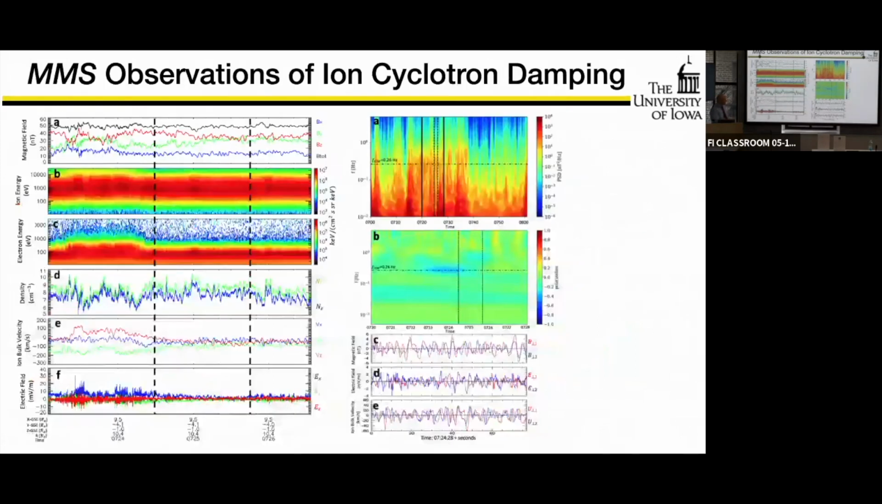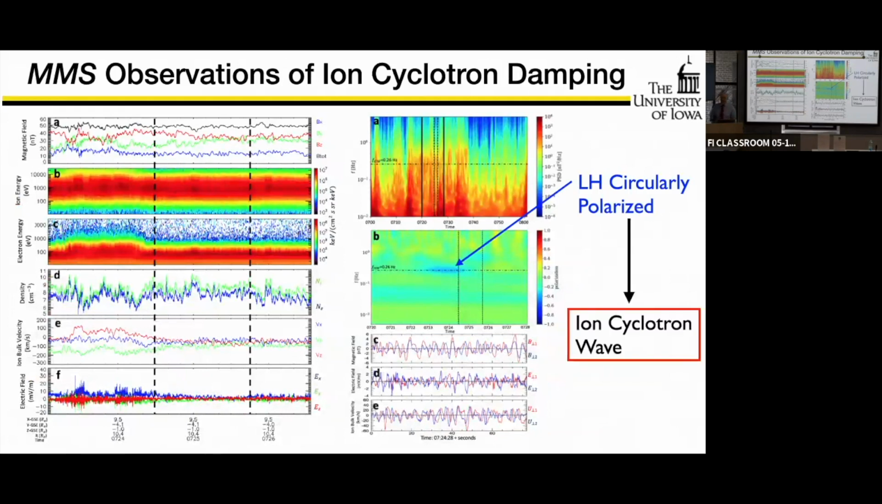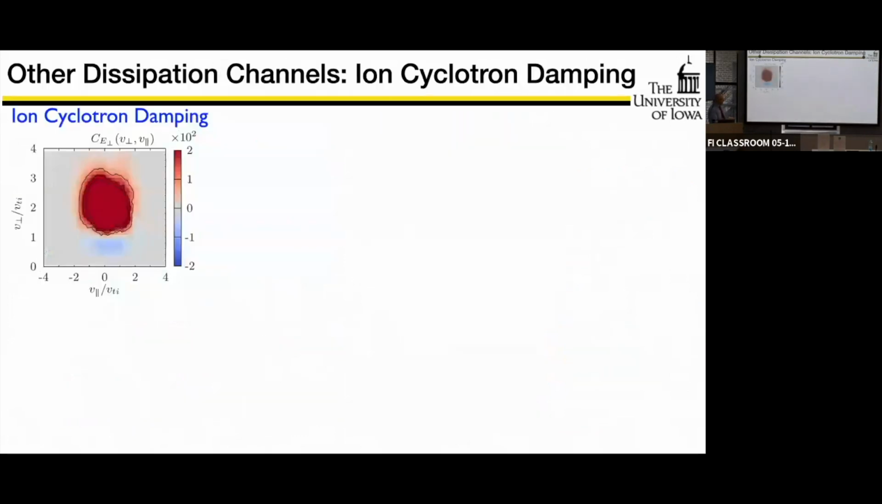So here again, the measurements in our burst mode, where we have the highest cadence measurements, are between these two dashed lines. And if we take a plot of the polarization of the magnetic field fluctuations, we see left-hand circularly polarized waves in this region. Those are ion cyclotron waves. And so we said, well, let's take this interval and compute it with the perpendicular field particle correlation. And so we did that.